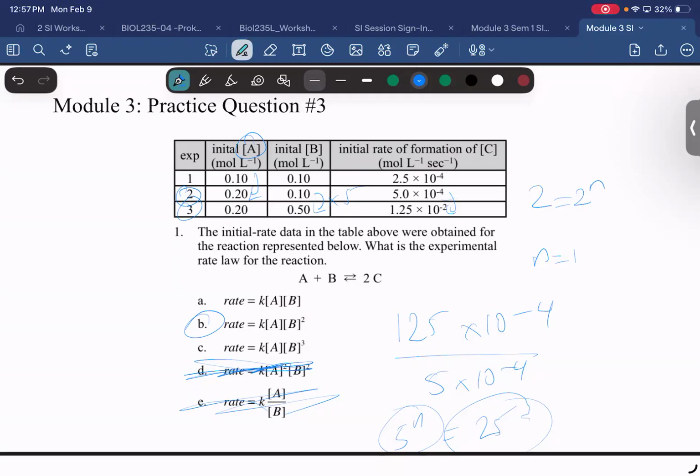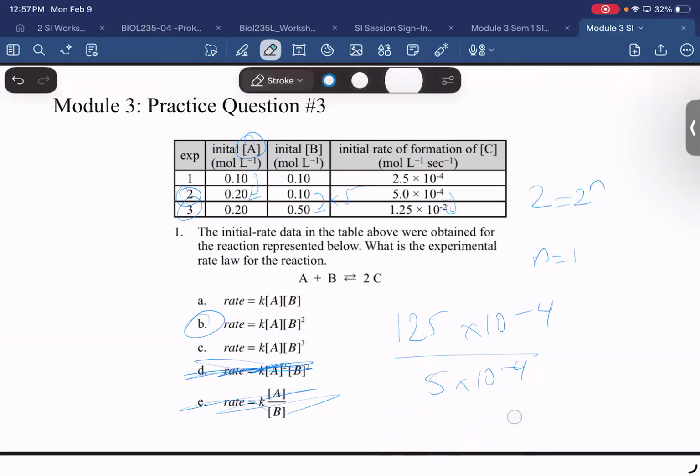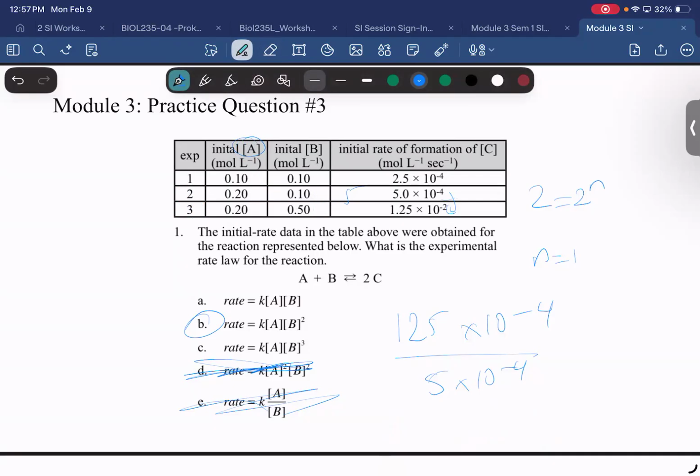You guys chilling? Could you explain again how you got 5 to the n equals 25? Yeah, so when we're doing the rate order, we're trying to find the order of the reactant given. We see that A has different concentrations. For A, it doubles, so that's going to be 2 to the power of some number. And the rate also doubles, so that's definitely going to equal 2. So what exponent makes that equal to 2? 1, right? So that's A.